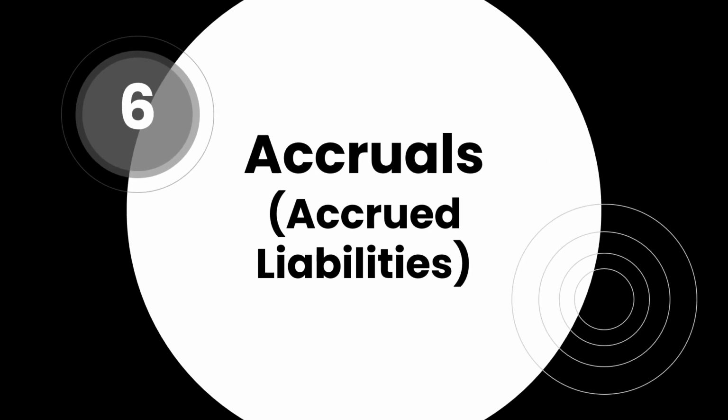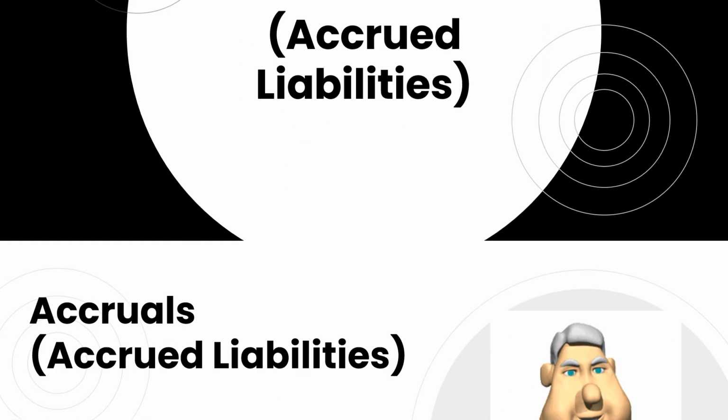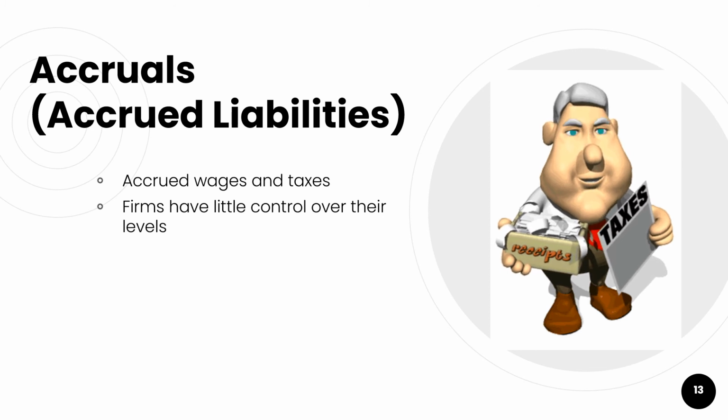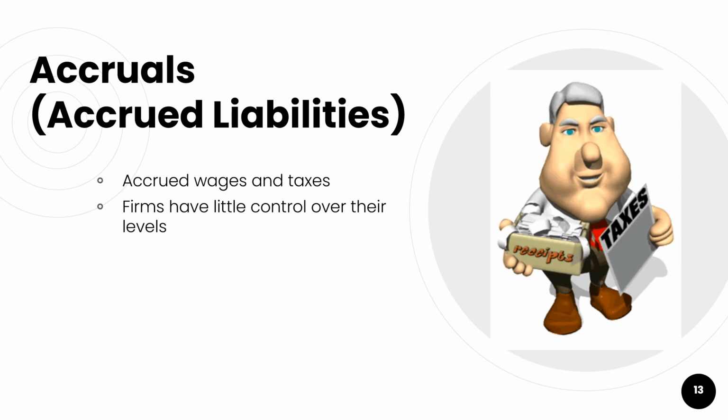We are now on to our last subtopic under current liabilities, the accruals or accrued liabilities. As we already know, firms generally pay employees on a weekly, bi-weekly, or monthly basis. The same practice goes for a firm's income taxes, employee benefits withheld, and others. Therefore, the balance sheet typically shows some accrued wages and taxes, which we refer to as accruals. Firms use all the accruals they can, but they have little control over their levels.